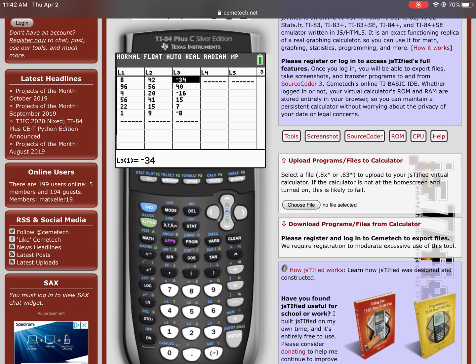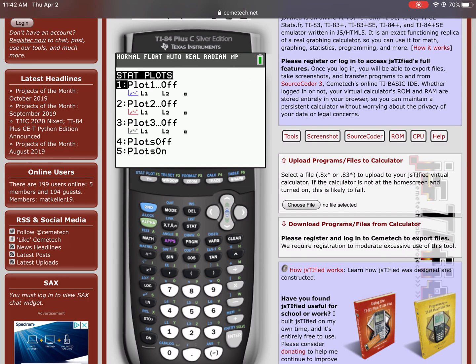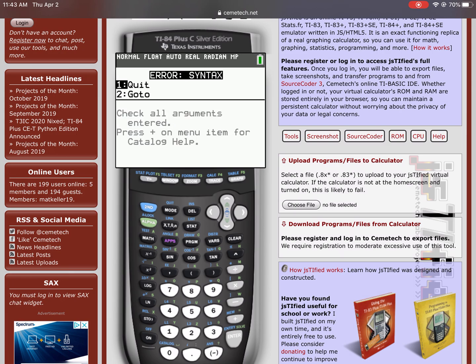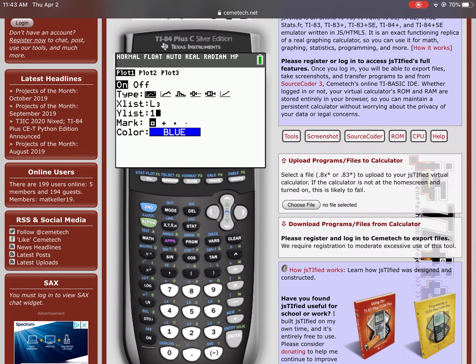So when I go to check normality, I'm not checking L1. No, I'm not checking L2. I'm going to go into my stat plot, and I'm actually going to be checking L3. So for my X list, I want it to say L3. And for my Y list, I just want it to say 1 because it's just that single list of values.